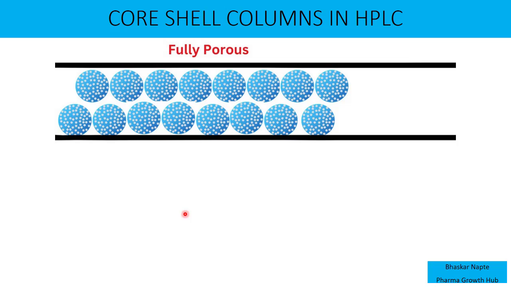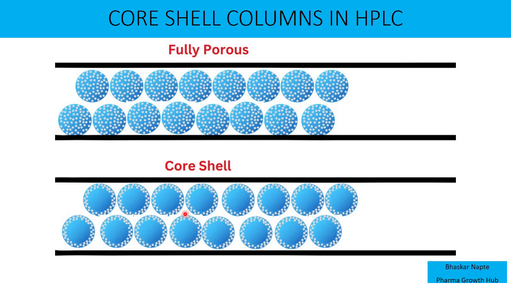Let us now understand how this core shell particle helps in increasing the efficiency of our analysis. So this is the traditional fully porous column, a column containing fully porous silica particles. And this is the representation of the core shell particles, an HPLC column manufactured by using the core shell particles. I hope you understand the difference between the fully porous particle column and the core shell HPLC column.